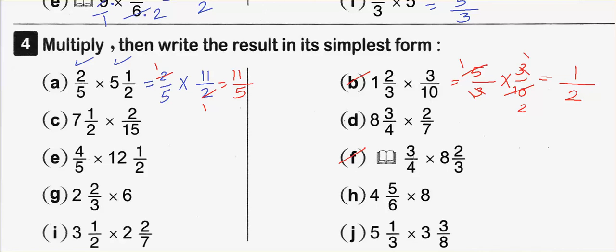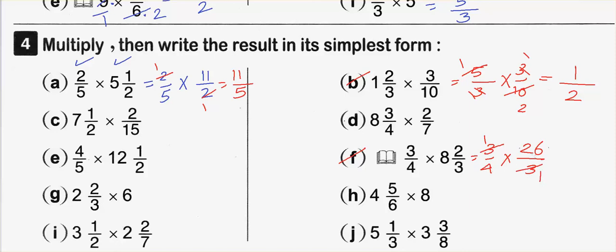What about 3 over 4 times a mixed number? Convert this mixed number to an improper fraction with the same denominator. 3 times 4 is 12... 3 times 8 is 24, 24 plus 2 is 26. 3 over 4 times 26 over 3. 3 divided by 3 is 1, 3 divided by 3 equals 1.